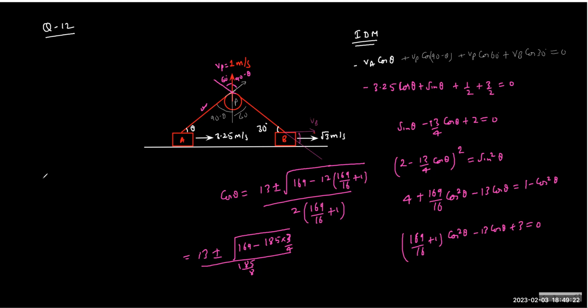And 421 is for? Oh, this is not coming. This is just 1. Hmm. 185 into 3, 169 into 4 minus 185 into 3. Sorry, it's 121, my bad. So this will become 11 by 2.